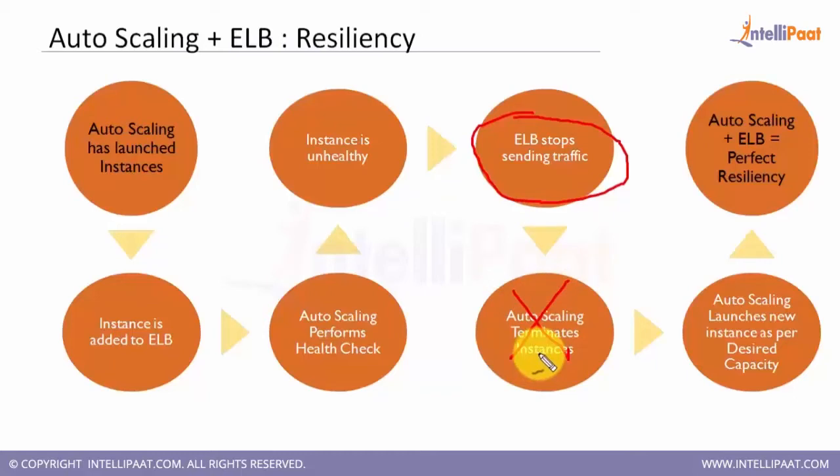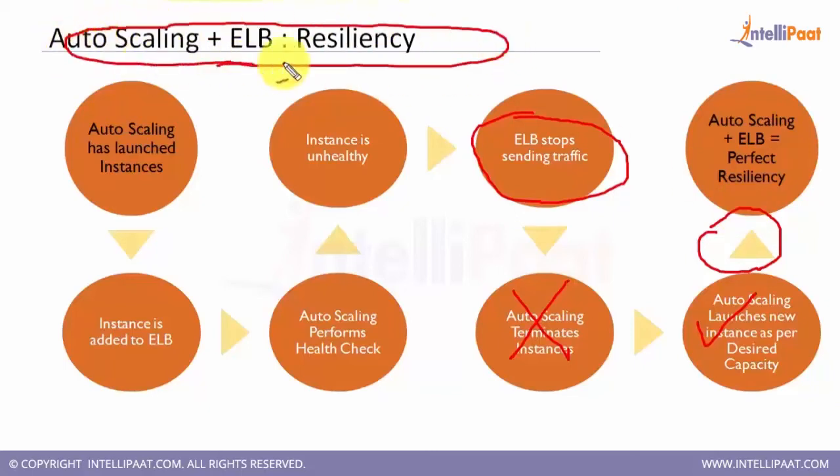And since it's terminated, your desired capacity has to be maintained. Auto scaling would launch a new instance as per the desired capacity. That instance would be part of the ELB again, and the whole thing starts working back to normal. So even if due to any zone outage or any other outage at the Amazon level an instance goes down, ELB would stop sending traffic to that, and auto scaling would terminate and launch a new instance for you. That would give you the case of perfect resiliency.